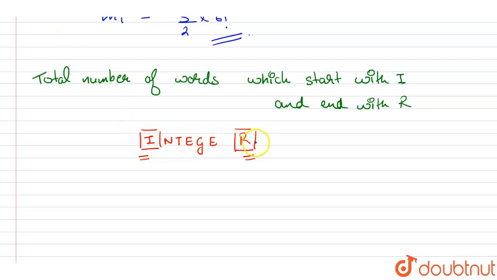Since I and R stay in their own positions, they are not interchangeable. Let's consider the first, second, third, fourth, fifth, sixth and seventh positions. Out of which these 5 letters can be at any position, so this will be 5 factorial divided by 2 factorial, as E is repeated twice. This is the total number of words which start with I and end with R, and this value is equal to m2 according to the question.